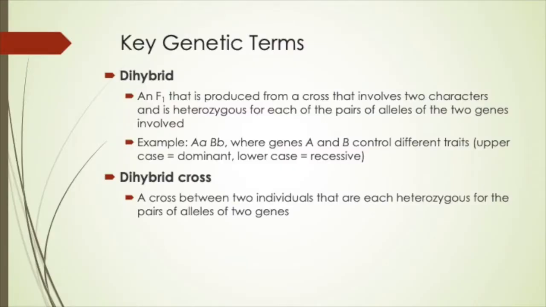A dihybrid means that this involves two characters, two traits. Heterozygous for each of those traits. Each of those pairs of alleles, two genes involved. Dihybrid, that's a cross between, so if you have a dihybrid cross, that's two individuals that are heterozygous for two genes.